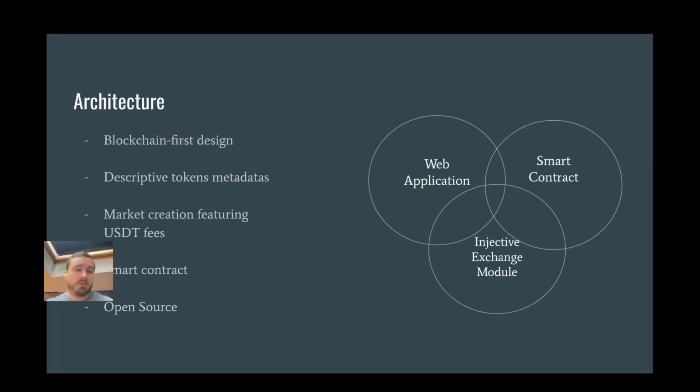We're using the token factory in order to have reusable tokens. We also take the opportunity to bring into the equation extremely descriptive token metadata. We'll be able to talk a bit more about this a bit later. And on this demo, we've made sure that the debt market will be using USDT as fees. So our smart contract and our web application are available. They are open source and they'll be available on GitHub.